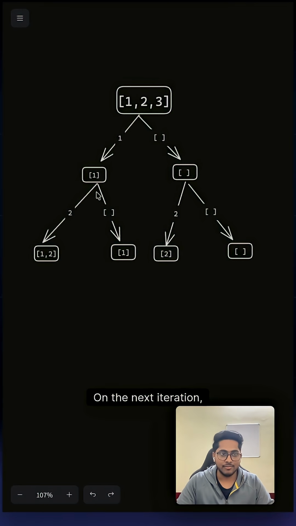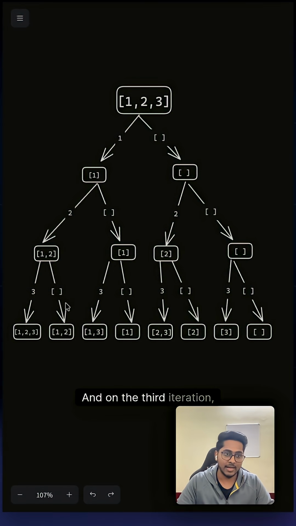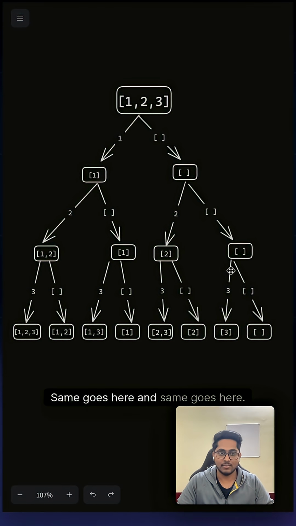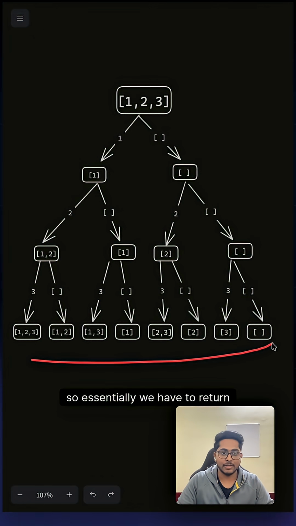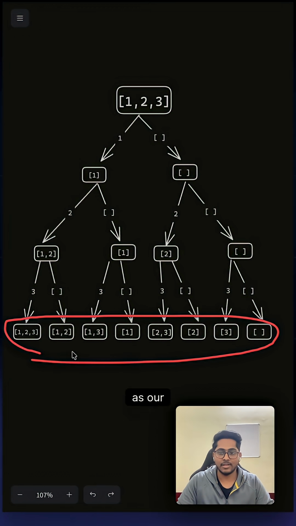On the next iteration, if we add 2, the subsets will look like 1, 2. Same goes here. If we add 2, it will be 2, or an empty subset. And on the third iteration, if we add 3, we get 1, 2, 3. Same goes here and same goes here. Essentially, we have to return this as our result.